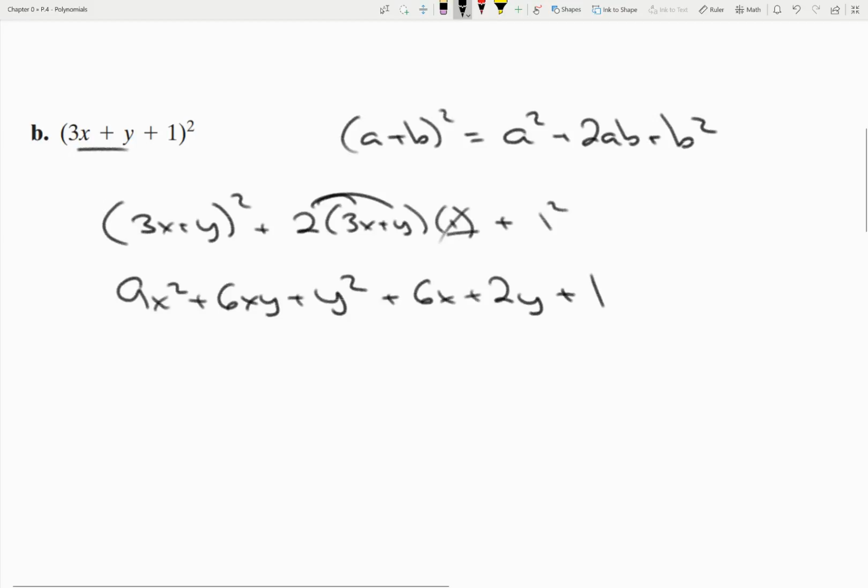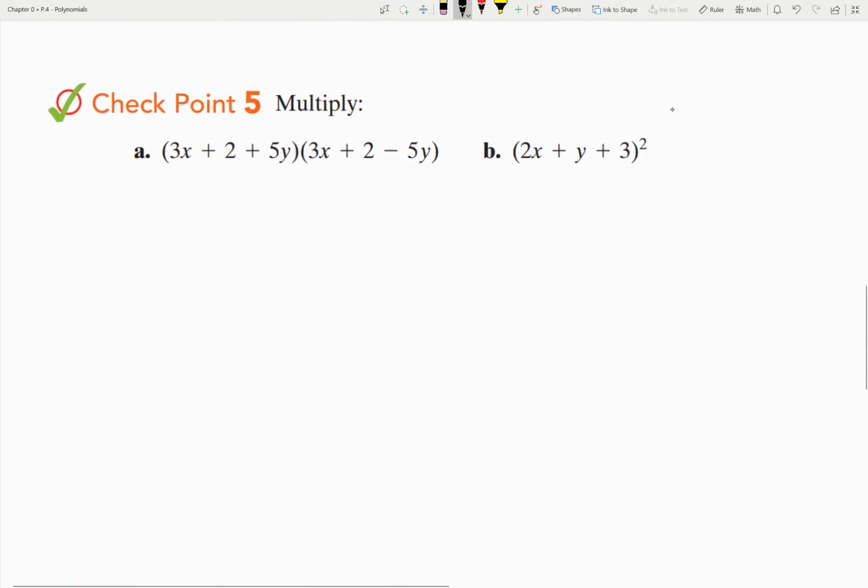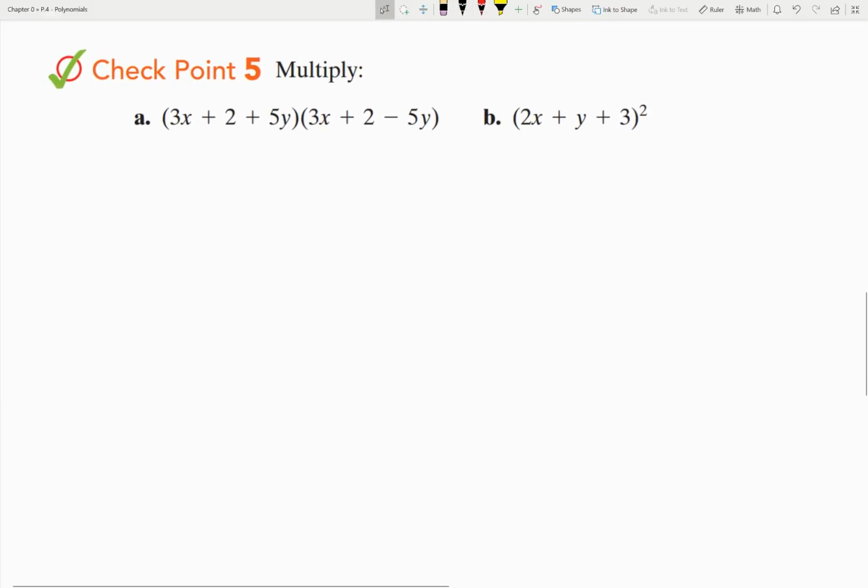So again, we could have set this up as 3x plus y plus 1 squared, multiply that twice, and got 9 terms, and then added them together. Here, we got a second degree polynomial with 6 terms, but still easier than the other technique. Let's do these one more time with our checkpoint and then make sure we understand how it works.